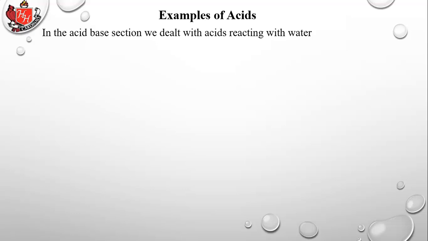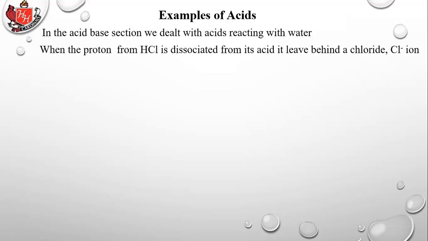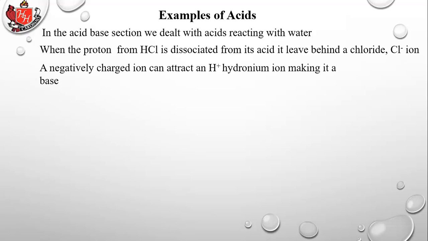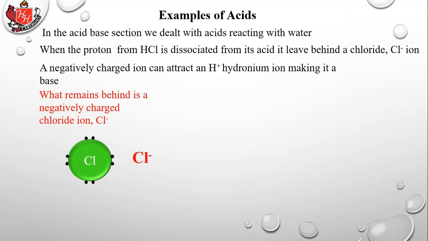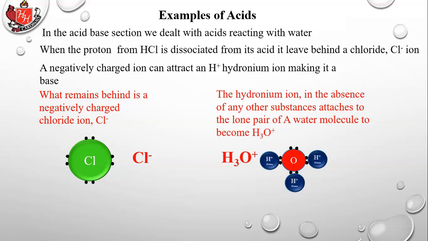Okay, now we're going to move on and get into some concepts that we need to know how to build a buffer. So, in the acid-base section, we dealt with acids reacting with water. When the proton from the hydrochloric acid is dissociated from its acid, it leaves behind the chloride ion. A negatively charged ion can attract an H+ hydronium ion, making it a base, making the chloride ion a base. So what remains behind is a negatively charged chloride ion, Cl-. The hydronium ion, in the absence of any other substances, that's the H+, attaches to a lone pair of a water molecule to become H3O+.